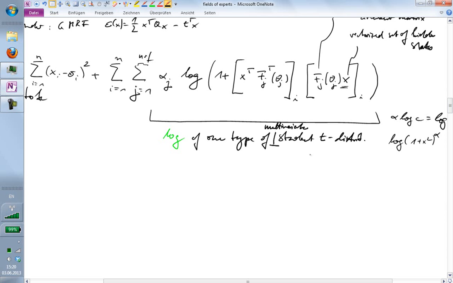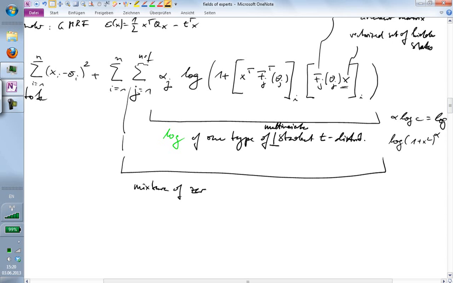So in that sense, if we take many of these here, we could say that this is a mixture of zero mean, multivariate student t distributions.